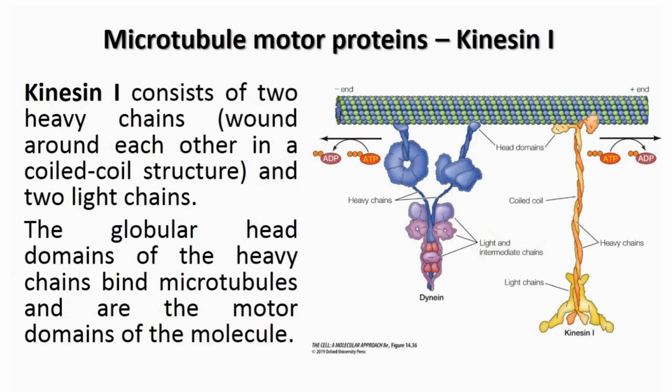Coming to kinesin 1, kinesin 1 consists of 2 heavy chains wound around each other in a coil structure, and the 2 heavy chains are shown in orange and chrome yellow. The globular head domains of the heavy chains bind to microtubules and are the motor domains of the molecule. So the head domains are also the motor domains.